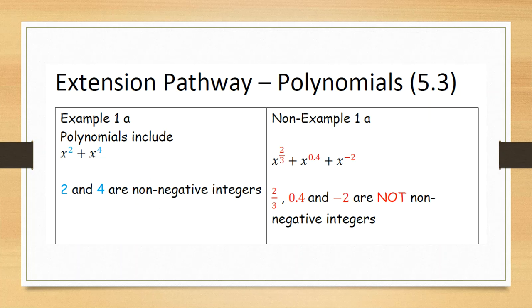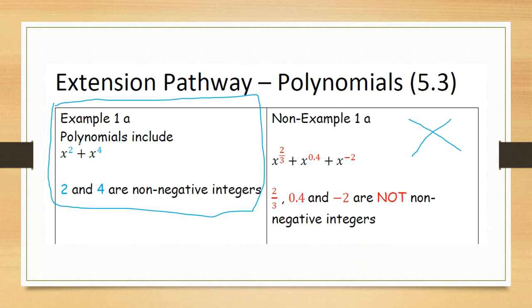First of all, what is a polynomial? The examples on this side are examples of polynomials, and the ones over here are not. So an expression of x squared plus x to the power of 4 is a polynomial. The 2 and the 4 are non-negative integers, so positive whole numbers. The non-example is if we have something like a fraction that can't be written as a whole number, a decimal, or a negative integer. So this one here is not a polynomial because of the fraction, the decimal, or the negative number.